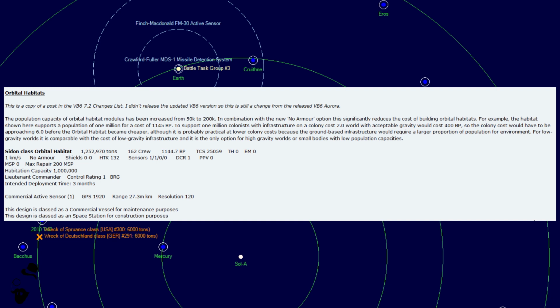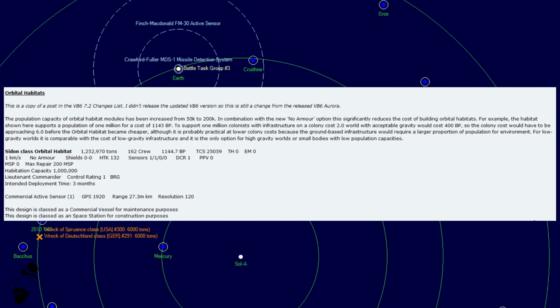For example, the habitats shown here support a population of 1 million for a cost of 1,145 build points. To support 1 million colonists with infrastructure on a colony cost 2.0 world with acceptable gravity would cost 400 build points. So the colony cost would have to be approaching 6 before the orbital habitat became cheaper.